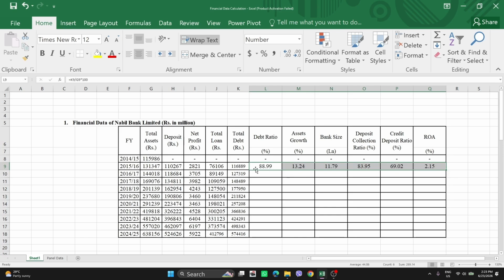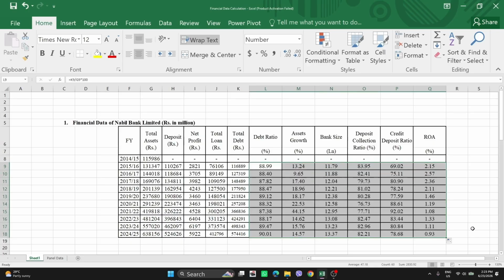Thereafter, by selecting the cell where we put the formula, then drag the cursor up to the fiscal year 2024-25. Then we get the output for the debt ratio, assets growth, bank size, deposit collection ratio, credit deposit ratio, and return on assets for the whole historic period. Here, the data for the Nabil Bank Limited have been computed.